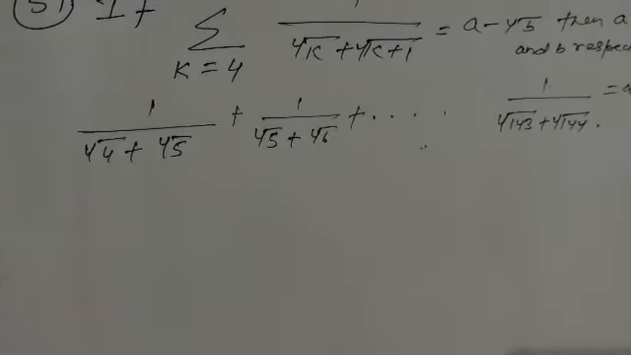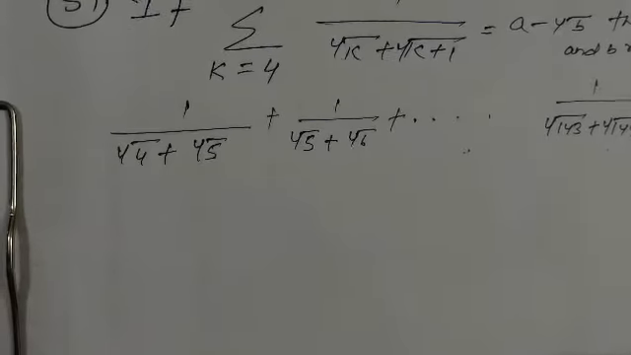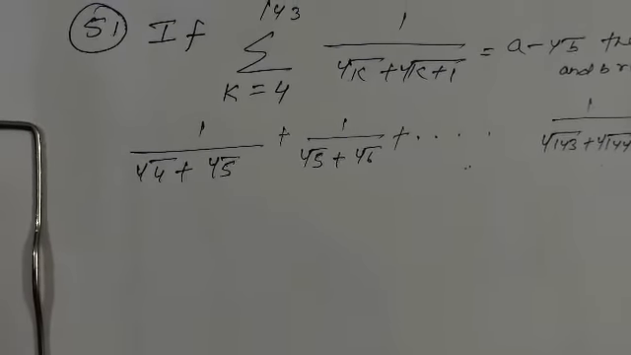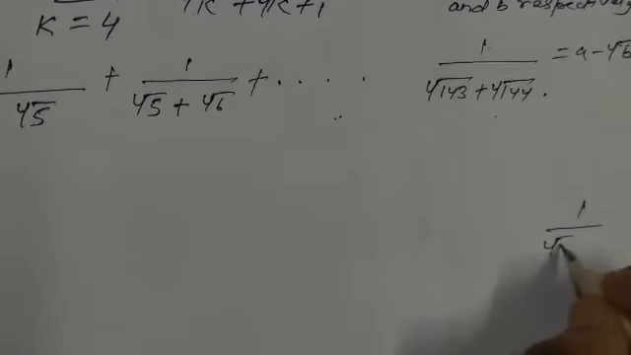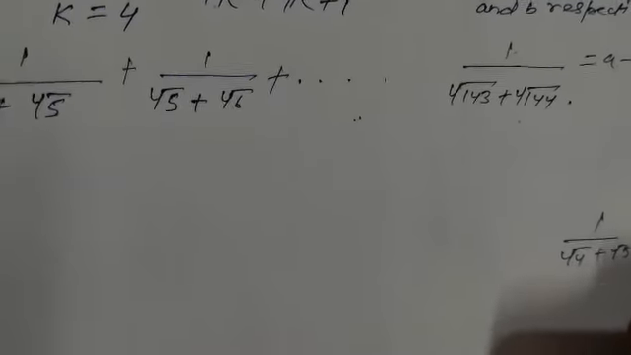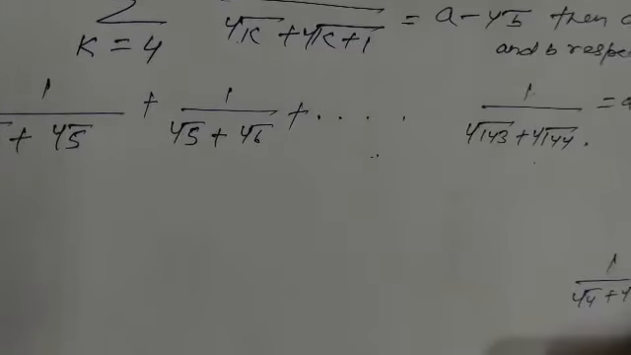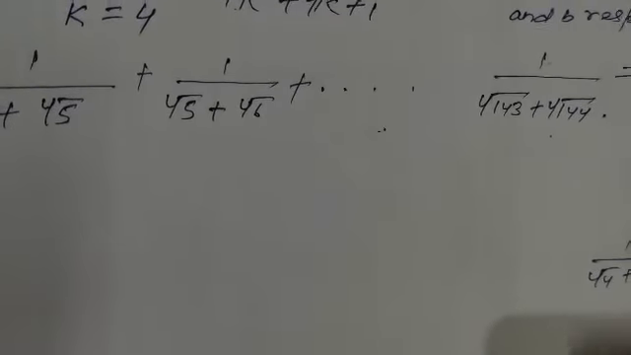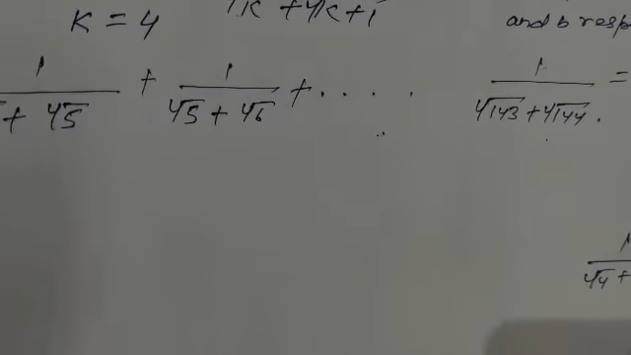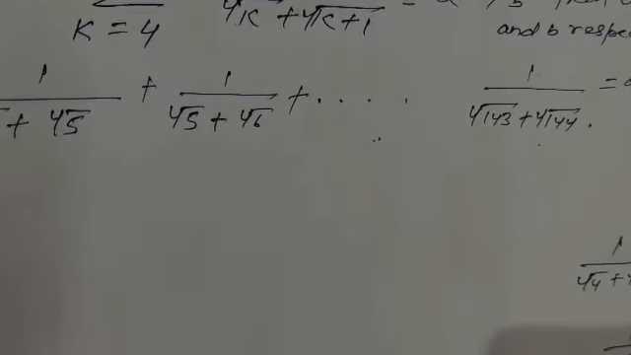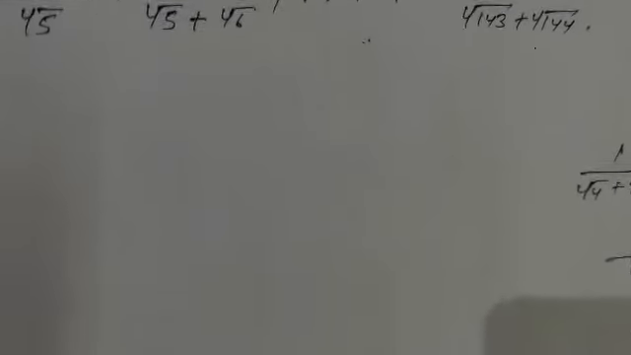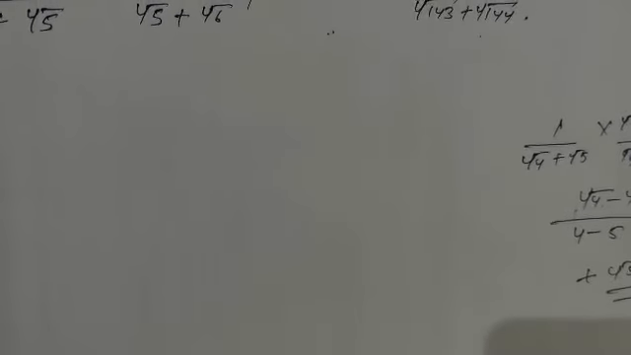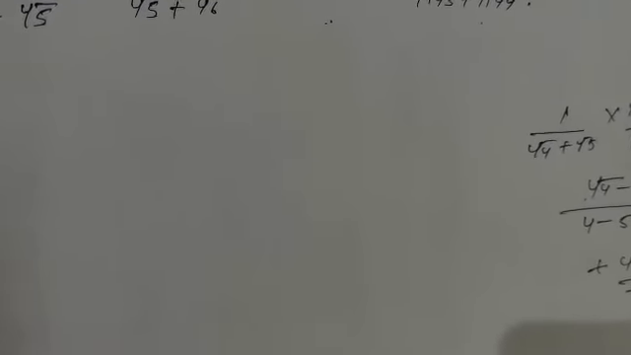For rationalizing, you have to multiply by its conjugate. What is the conjugate? If root 4 plus root 5 is there, then its conjugate is root 4 minus root 5. Let me show you how to rationalize it: root 4 plus root 5 into root 4 minus root 5 upon root 4 minus root 5, which gives 4 minus 5, that is minus 1. So the value is root 5 minus root 4. Clear? Root 4 is 2.